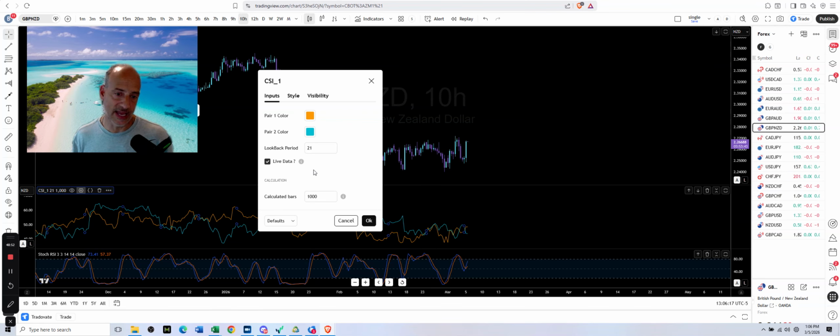So I leave it on live data if I'm looking for an entry. Doesn't really matter. But if I untick it, like I said, the indicator won't update until that time frame candle closes. Okay. And that's it. It's a 21 period look back. So this would be 21 10-hour candles, up to 1,000 candles, which is more than enough. All right. And that's all I do.